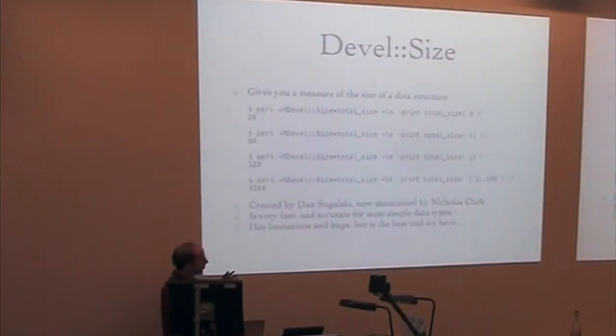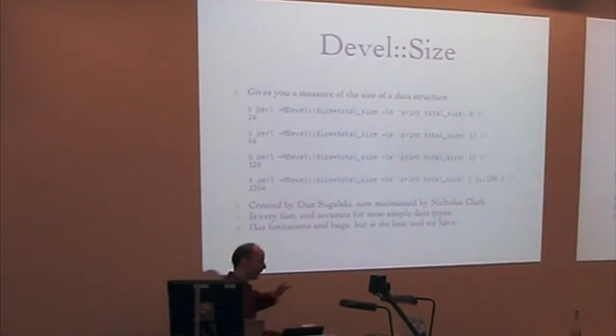If you want to know how much memory is being used by a data structure, one of the best tools that we have is Devel::Size. Devel::Size has the logic in it to chase all these pointers around, so you can give it a particular Perl variable. In this case, I'm just giving it a constant 0. So, 24 bytes. Or an empty array, 64. Empty hash, 120. And then an array with a bunch of values. It just gives you this number back.